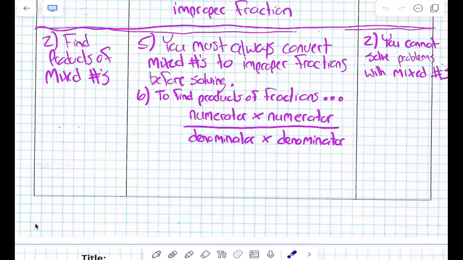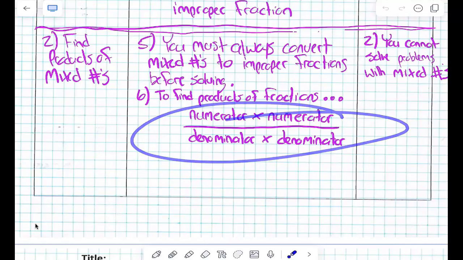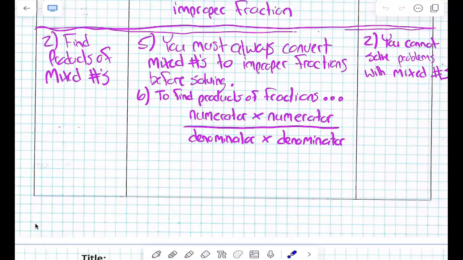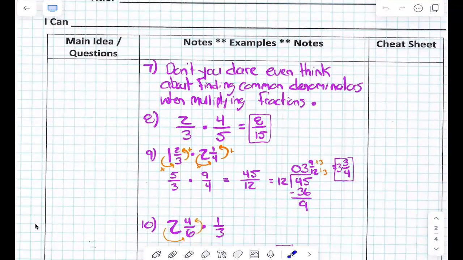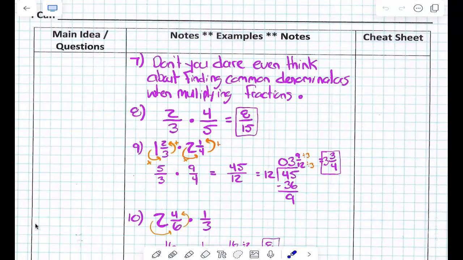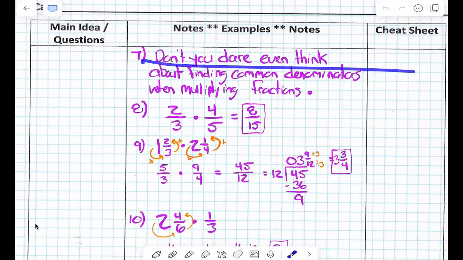6, how do you multiply fractions? Go. Numerator times numerator, denominator times denominator. Okay, you guys are really bad at being good. When you're multiplying fractions, do you find common denominators? Yes or no? No. Absolutely not. It's against the law. Don't even think about it.